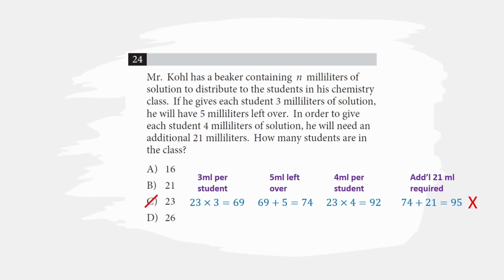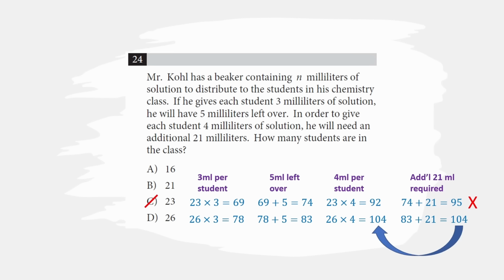Now try D. Same procedure as before, but now we assume the answer is 26 students. 26 times 3 is 78. 78 plus 5 milliliters left over is 83. If we give 4 milliliters to each student, we need 104 total. But to make that happen, an additional 21 is required. 83 plus 21 is 104, and since that matches the amount needed, we're good to go. Circle D and move on.